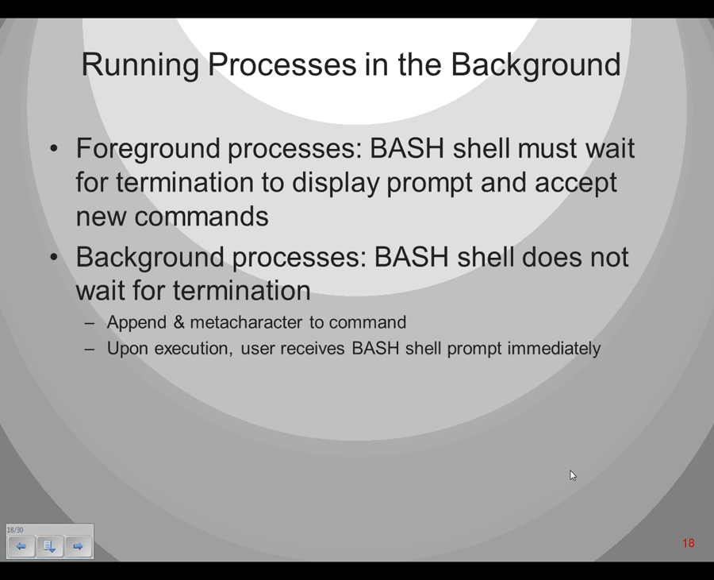The original bash shell must wait for the command in the subshell to finish before displaying the shell prompt to accept new commands. Commands run in this fashion are known as foreground processes, that are in the front. Alternatively, you can omit the wait function by appending an ampersand character to the command. Commands run in this fashion are known as background processes.